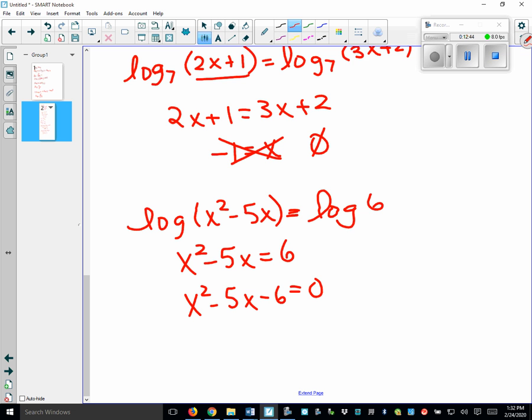What is x equal to? 6 and negative 1. Do they work? Yes. So I'm good? Good. Don't forget to check those.